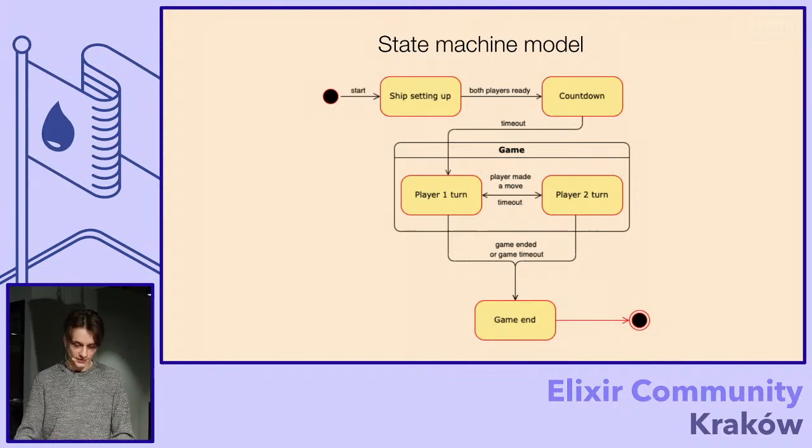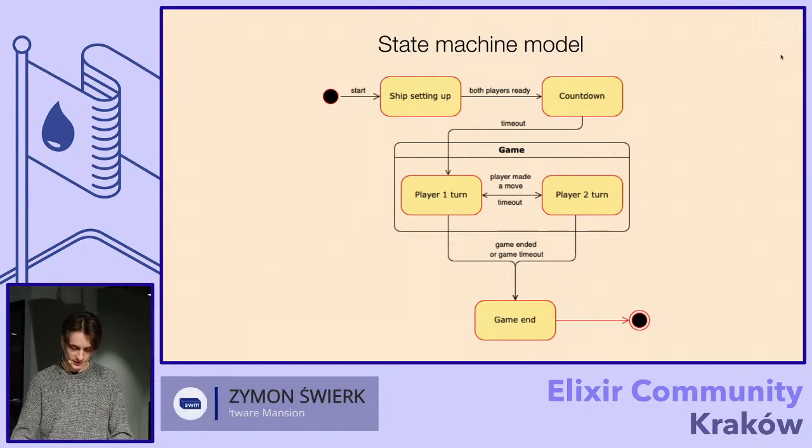So we're starting with ship setting up states, and when both players are ready, we're transitioning to countdown. The countdown state transitions automatically after some time to the game. And the game is split into two sub-states: player 1 turn, player 2 turn. And when a player makes a move, then it's the other player's turn. And also, when a player doesn't make a move, their state is timed out and the state transitions.